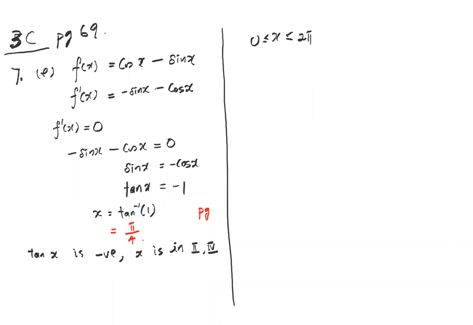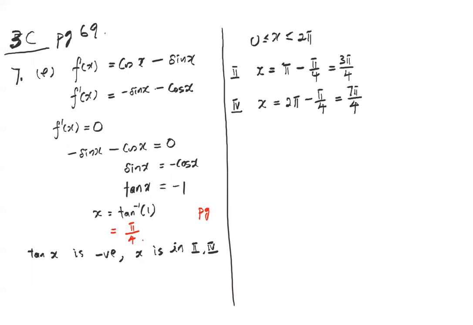So my x, if it's in the second quadrant, how am I going to find? Pi minus, I'm very sad. I better keep quiet and write. Am I right?